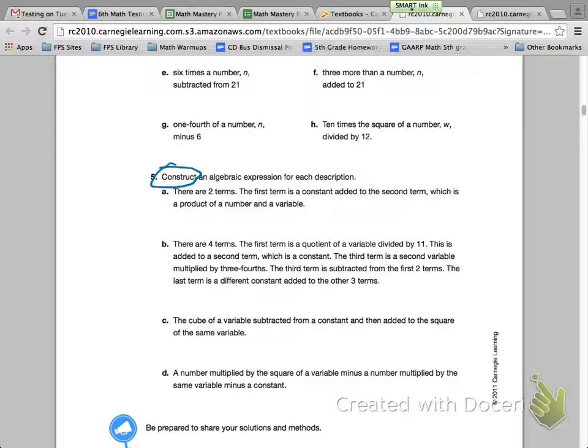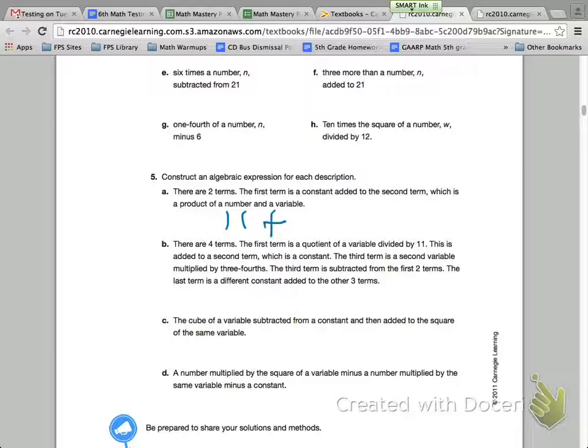So it says there are 2 terms. Okay. The first term is a constant added to the second term. So the first term is a constant. Okay, that means it doesn't change. So I'm thinking that's a number. So if I say that's 11, let me erase that. That didn't look very good. So 11. Okay, so there's my 11. That's my first term. It's a constant, and it's added to the second term.